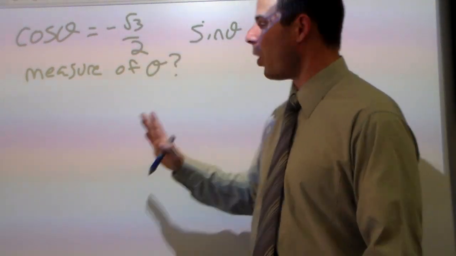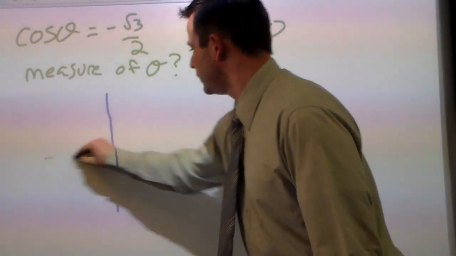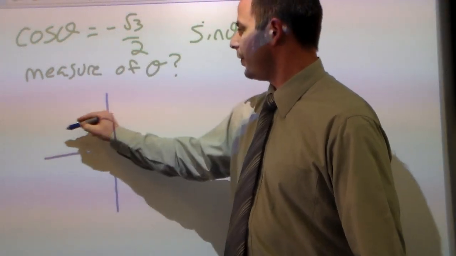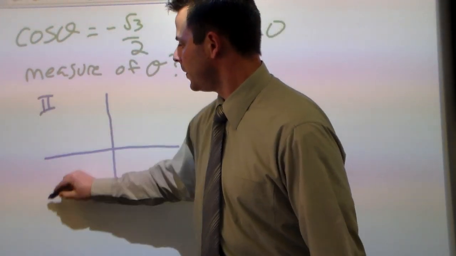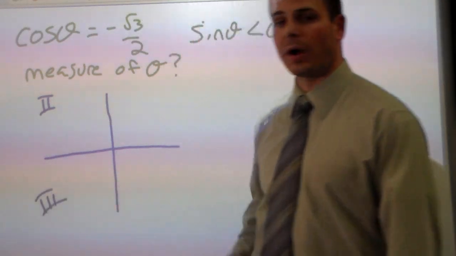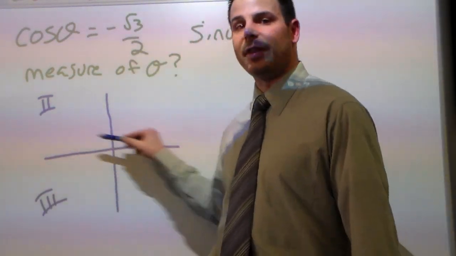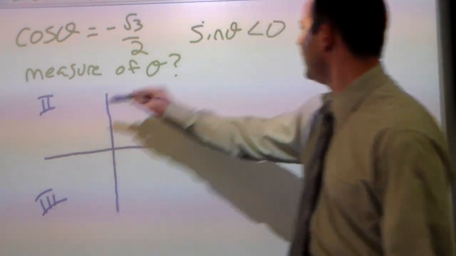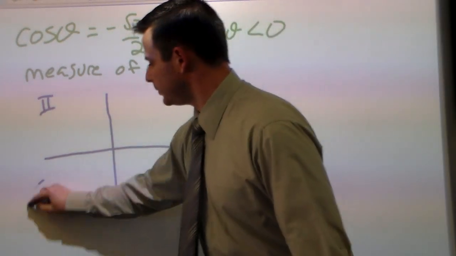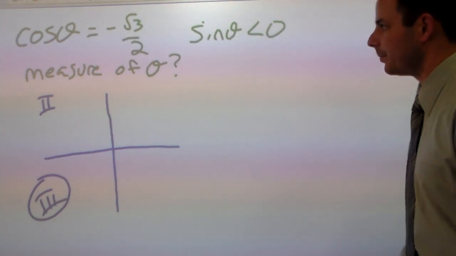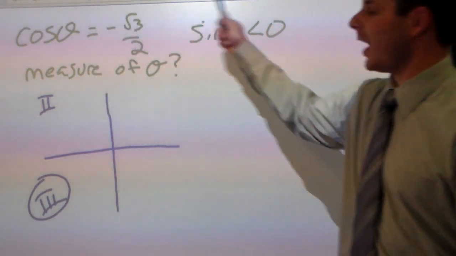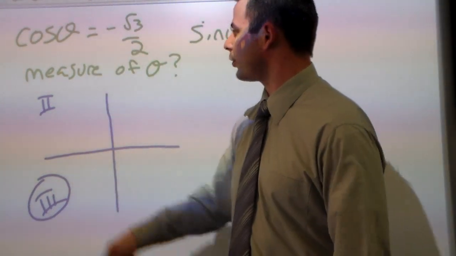So let's first find out what quadrant we're in. Well, if cosine is negative, that means we're in quadrant 2 or quadrant 3. If cosine is negative, that means the x value is negative. But sine is also negative. So we have to be in the third quadrant. So since cosine is negative and sine is negative, we're working with a third quadrant value.